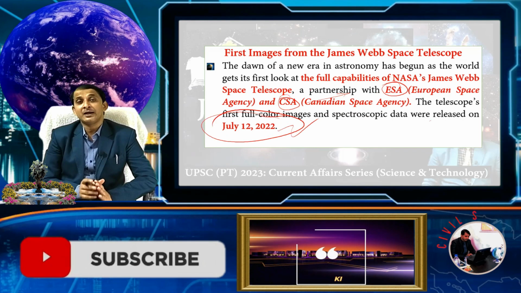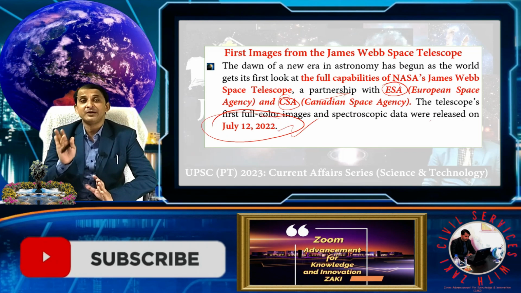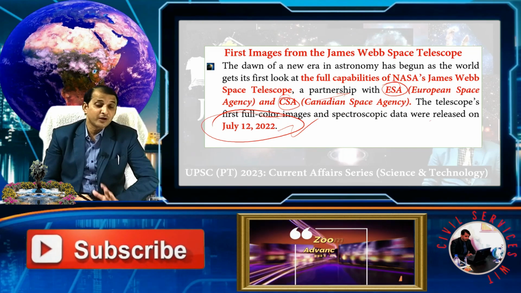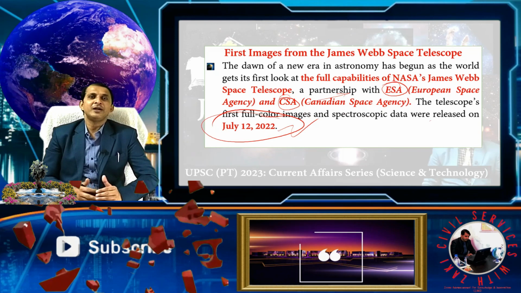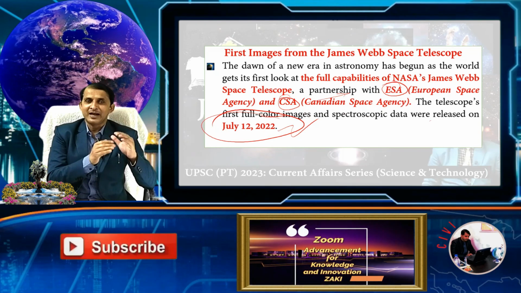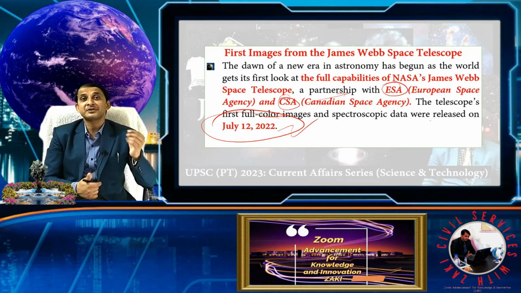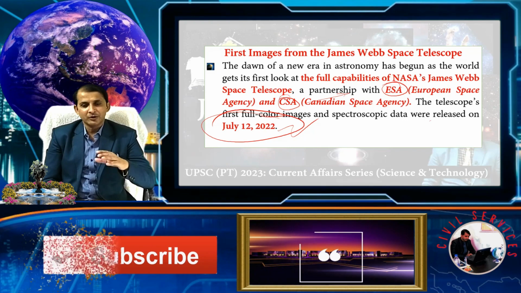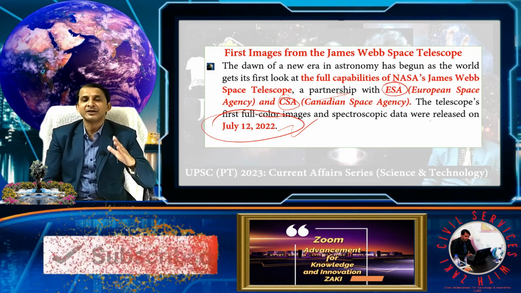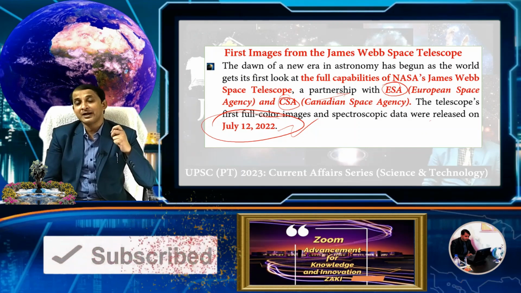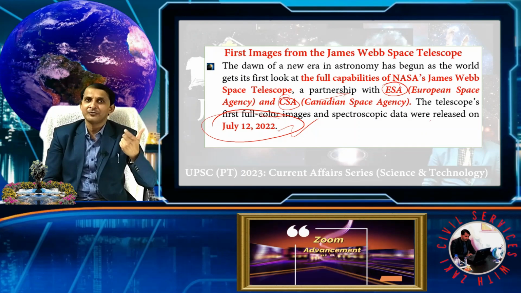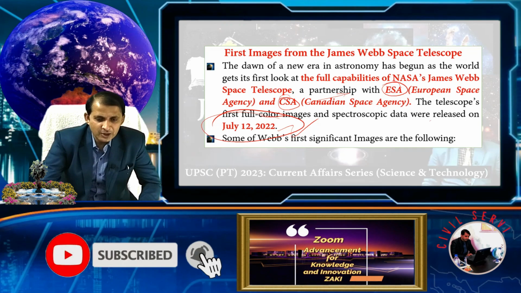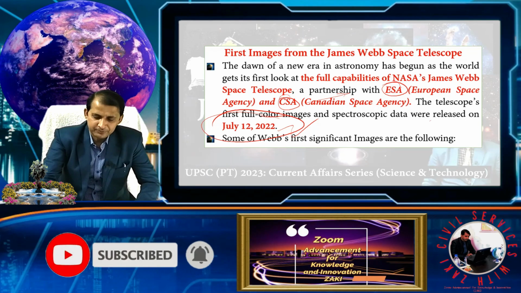Basically, five significant images were released on 12th July, at some time intervals: first image, second image, third image, and so on up to the fifth. Here you find the exact sequence officially released by the NASA scientists. So see here, some of Webb's first significant images are the following.